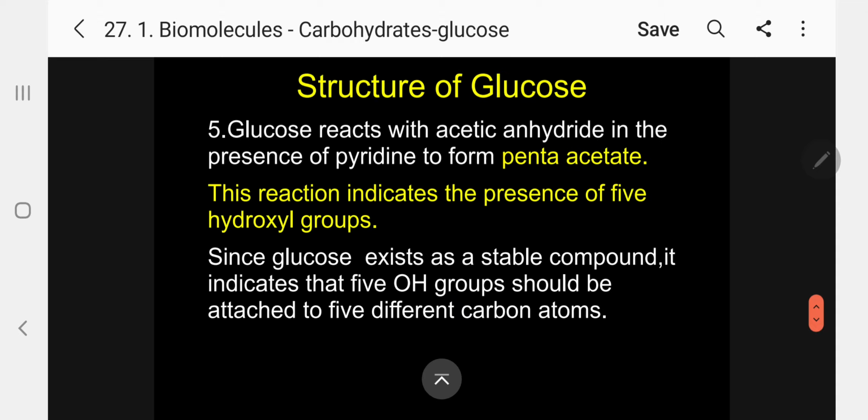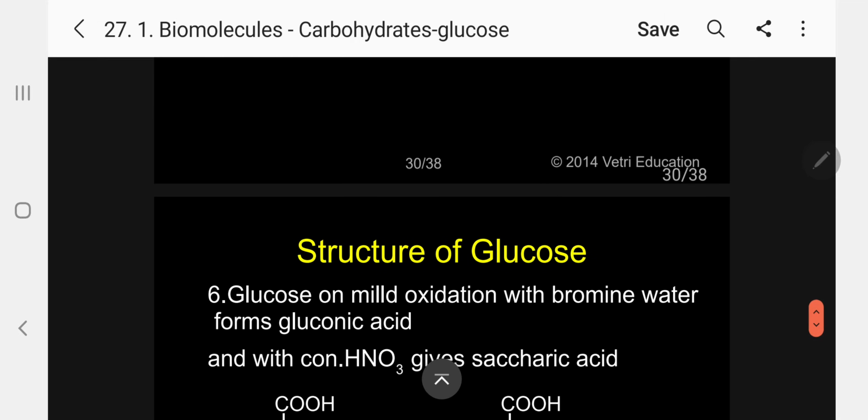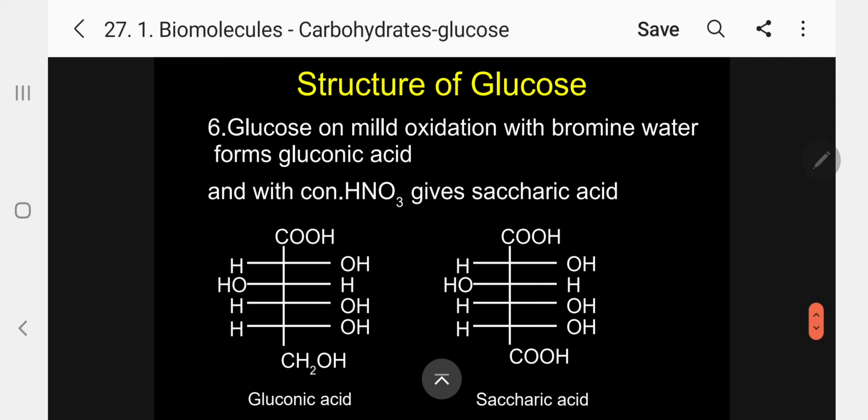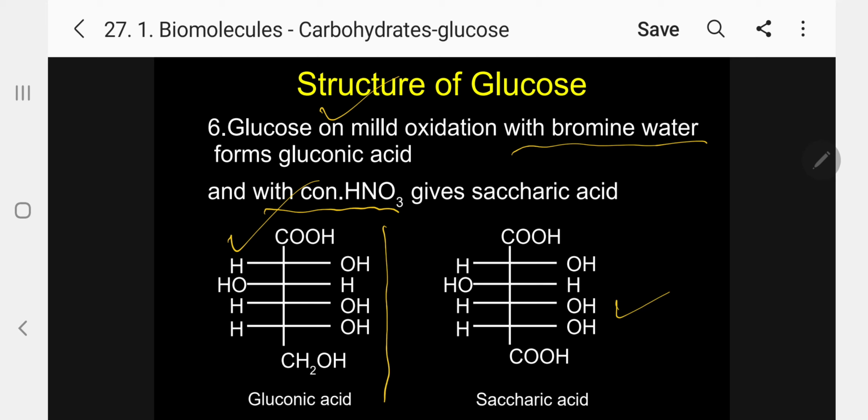The next one. Sixth: glucose on mild oxidation with bromine water. Please follow. Bromine water is an oxidizing agent. With a mild oxidizing agent, glucose forms gluconic acid. Please follow. This is the most important. Glucose forms gluconic acid, whereas with concentrated nitric acid it gives saccharic acid. Saccharic acid. Kindly follow.